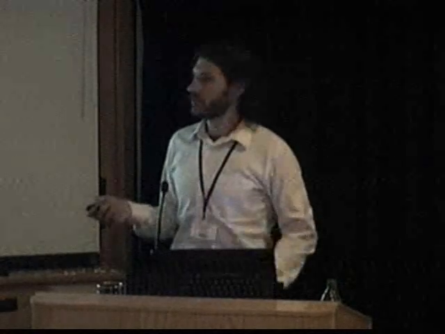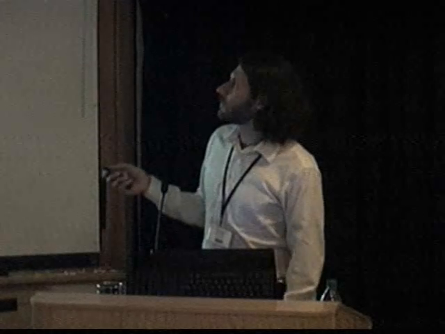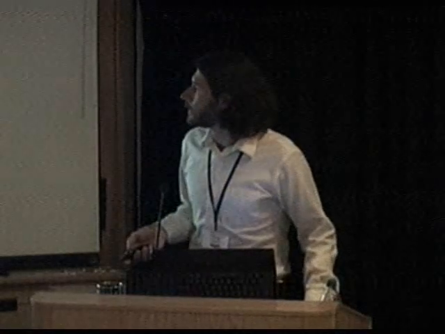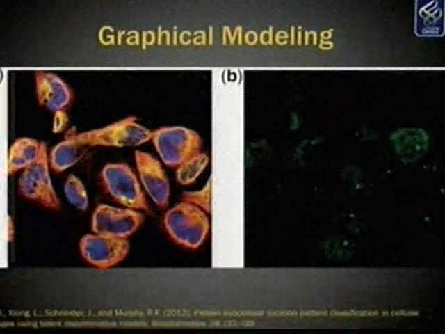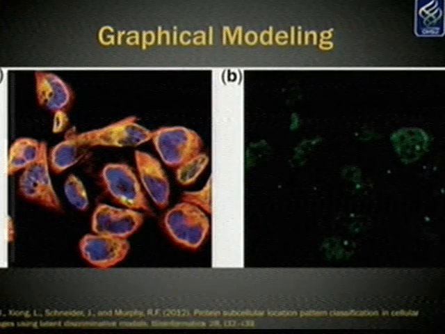But again, in this, we're only seeing the super resolution microscopy images. These aren't overlaid with the EM images, so we don't know if these dimers tend to form preferentially in certain parts of the cell, whether they're on these filopodia-like projections and things like that. Okay, so graphical modeling.